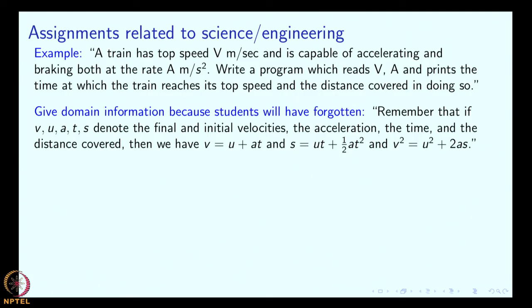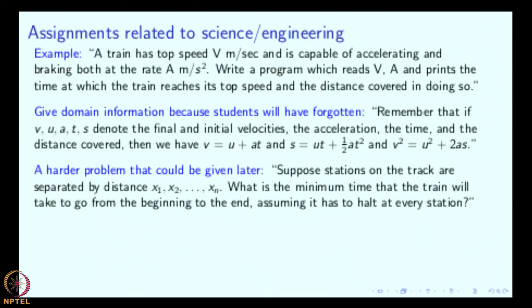So tell them that the kinematics rules are v equals u plus at, s equals ut plus half at squared, and v squared equals u squared plus 2as. You can give them all the equations, even if all of them might not be needed in the program, because picking which equations are needed is also an important skill.